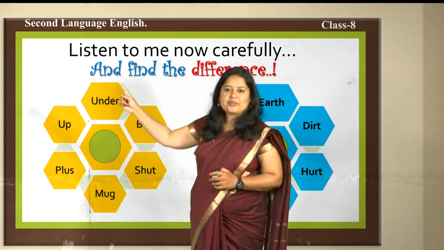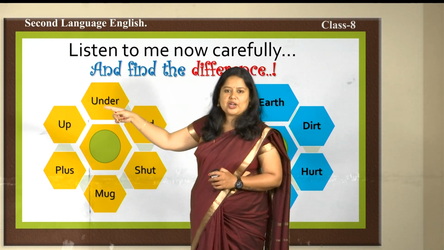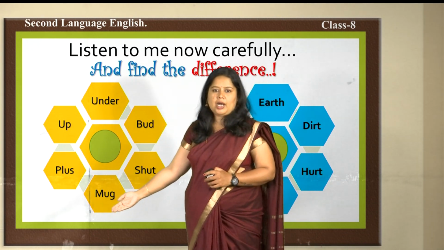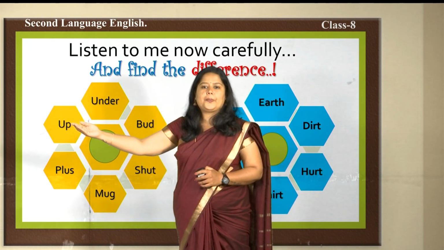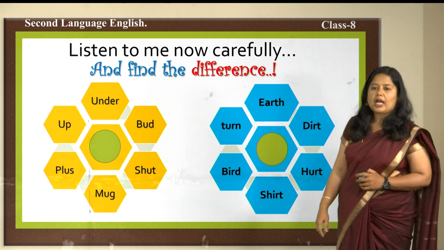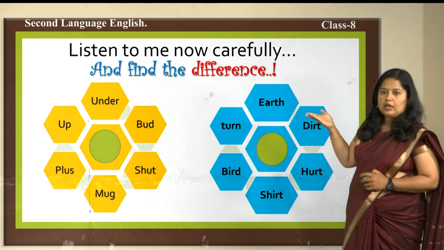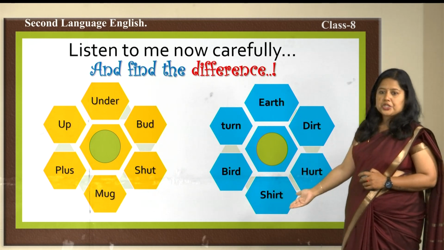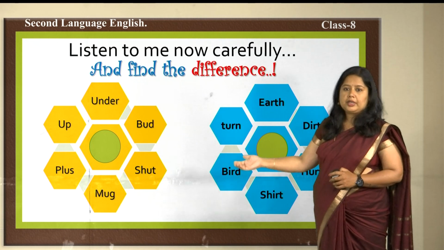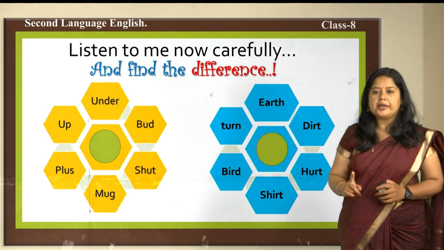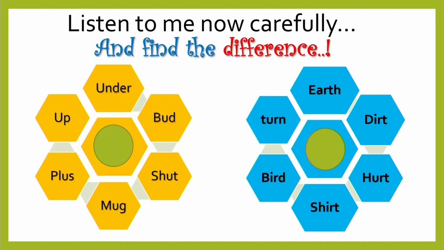So, shall we go to the first hexagon and first word? What is this? Under, bud, shut, mug, plus, up. Come to the next one. In this hexagon, there are some more words again. I pronounce them, listen carefully. Earth, dirt, hurt, shirt, bird, turn. Could you make out any difference in pronunciation? Under and earth. Under has a short sound, earth has a long sound.